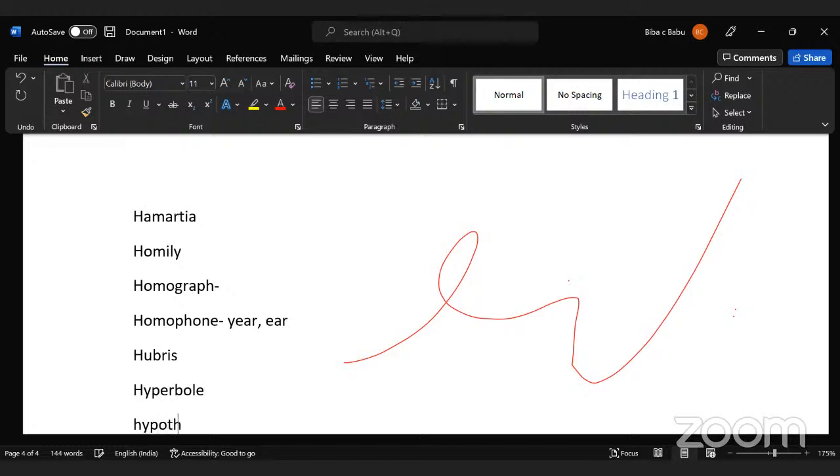Then hypothetical question. A hypothetical question means a question that is based not on facts but on belief. It is not fact-based, but it is based on belief or opinion or supposition. That is called a hypothetical question.